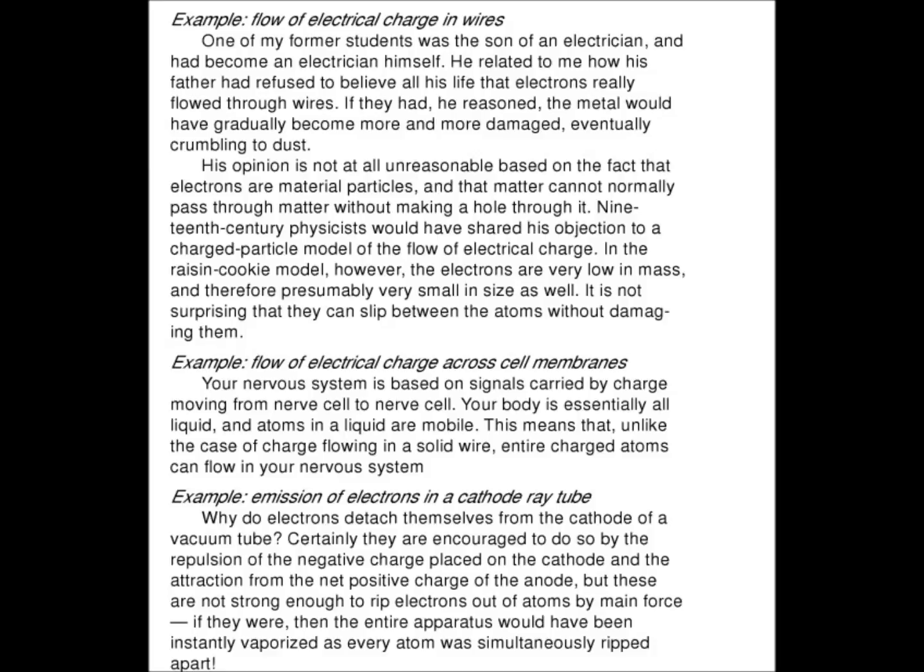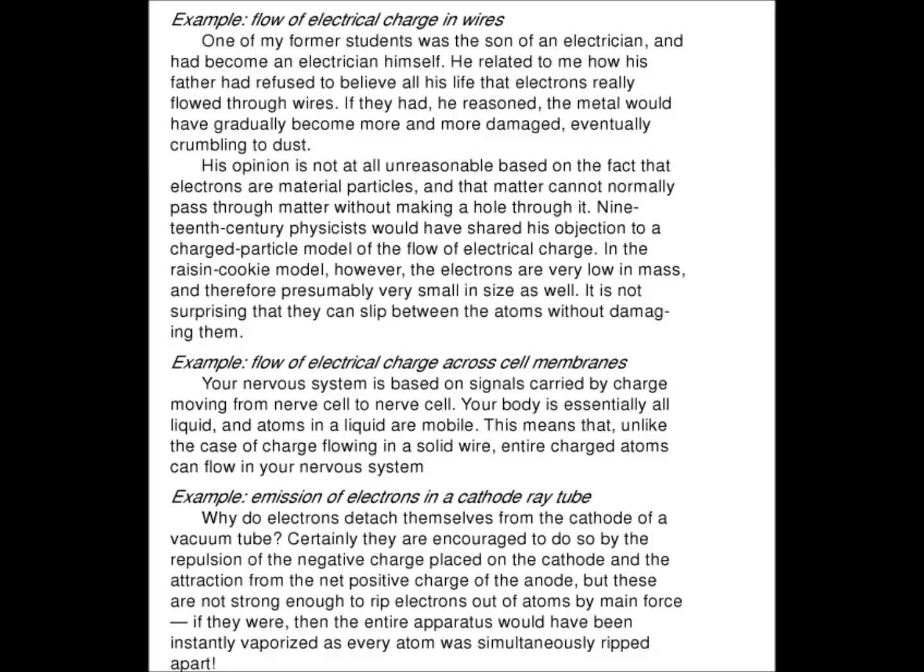His opinion is not at all unreasonable based on the fact that electrons are material particles, and that matter cannot normally pass through matter without making a hole through it. 19th century physicists would have shared his objection to a charged particle model of the flow of electrical charge. In the Raisin Cookie Model, however, the electrons are very low in mass, and therefore presumably very small in size as well. It is not surprising that they can slip between the atoms without damaging them.